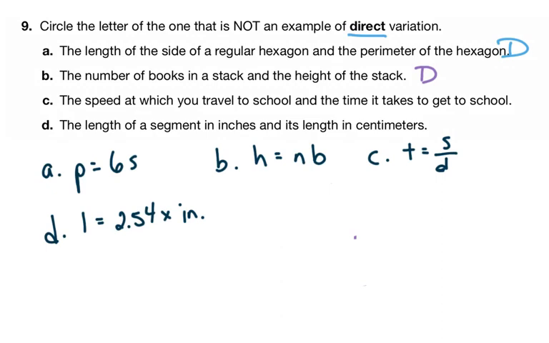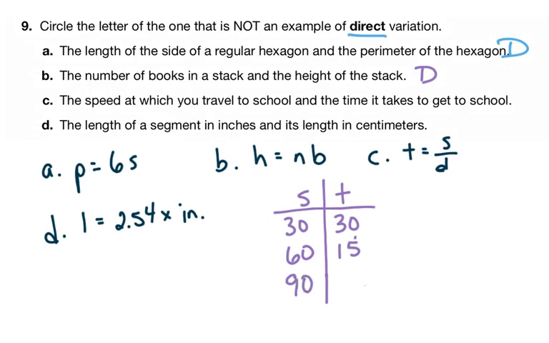The next one says the speed at which you travel to school and the time it takes to get to school. So we have speed compared to time. If you go 30 miles per hour, we'll just say it takes 30 minutes to get to school, to make our life easy. But if you go 60 miles per hour, it only takes 15 minutes. And if your mom or dad is a speed demon and they go 90 miles per hour, oh my goodness, how fast will they get to school? It'll be really fast. It'll take 7.5 minutes.